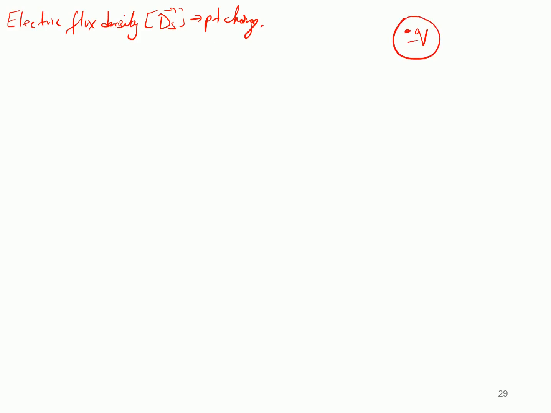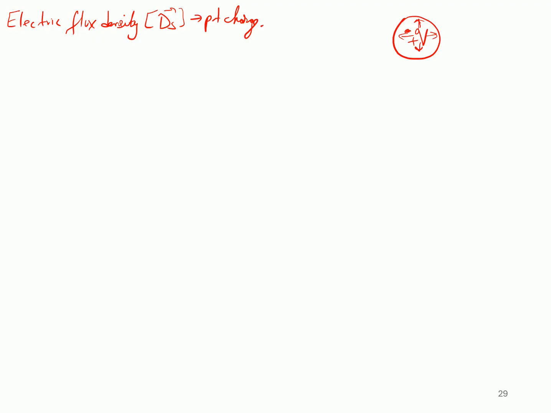So we want to find the electric flux density, which is represented as D of S, for the point charge. If I make a point charge and represent it in a 2D representation, we enclose it by a symmetric Gaussian surface, and the charge is radiating in all the directions uniformly. So this is a 2D representation.